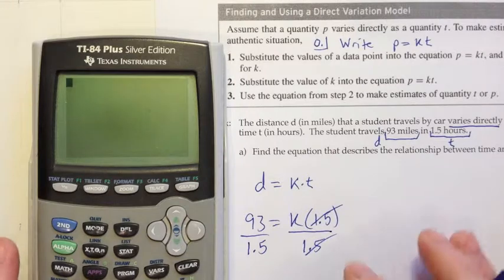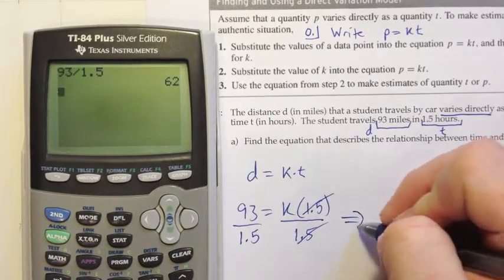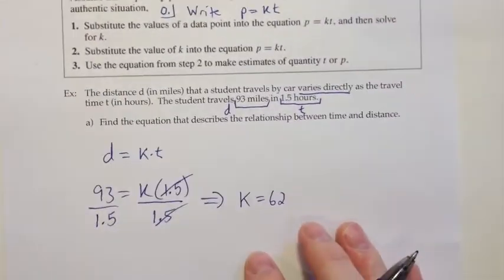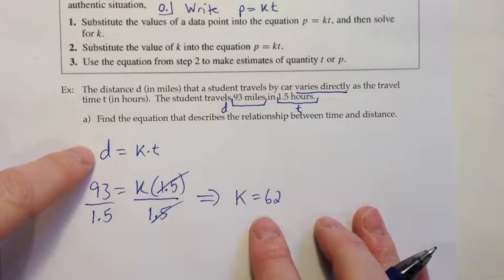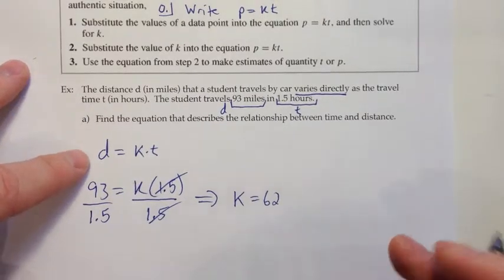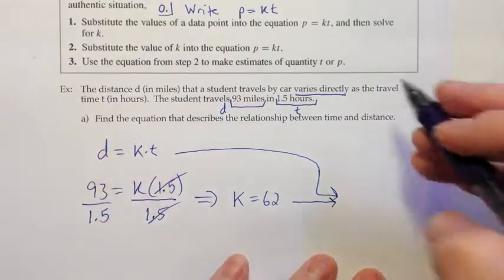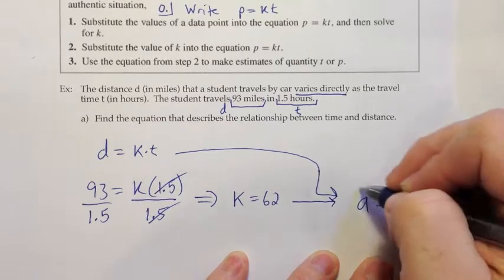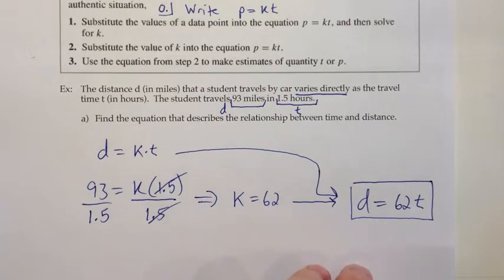Whenever we have a decimal, I think it's reasonable to go ahead and divide and give another decimal. So 93 divided by 1.5 actually turns out to be a rather nice number. We get k equals 62. And then they said to find the equation. This is not the equation. This is the equation. But to really consider that you found the equation, you have to have figured out the k and plug that in. So we take that equation we had already, and we take what we just learned, that k was 62, and we plug that in, and we get d is equal to 62 times t, and that is the equation of variation that they're looking for that describes the relationship between the time and the distance.